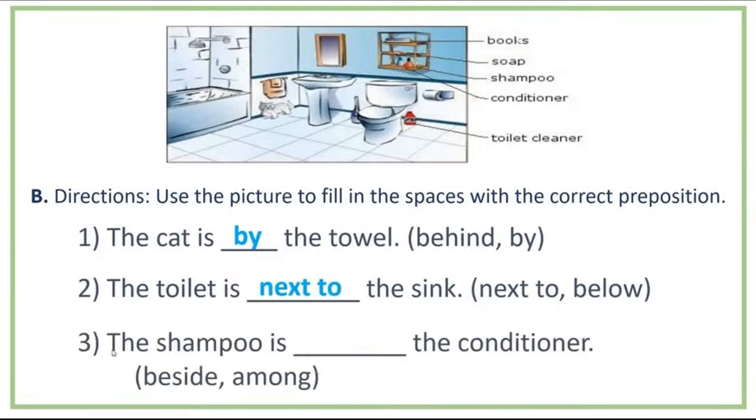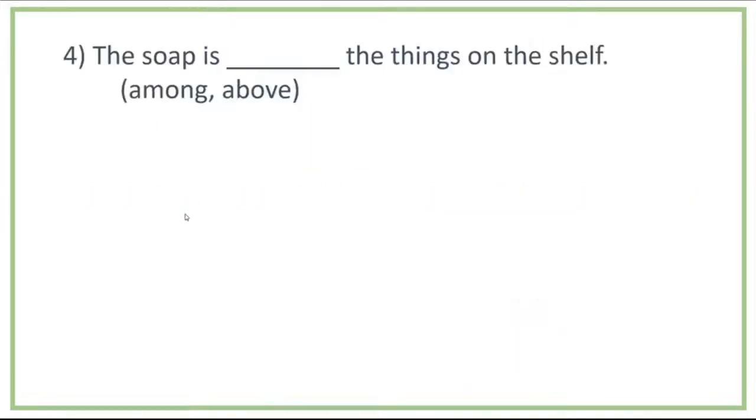Number 3. The shampoo is blank the conditioner. Answer is, the shampoo is beside the conditioner. Number 4. The soap is blank the things on the shelf, among or above. Answer is, the soap is among the things on the shelf.